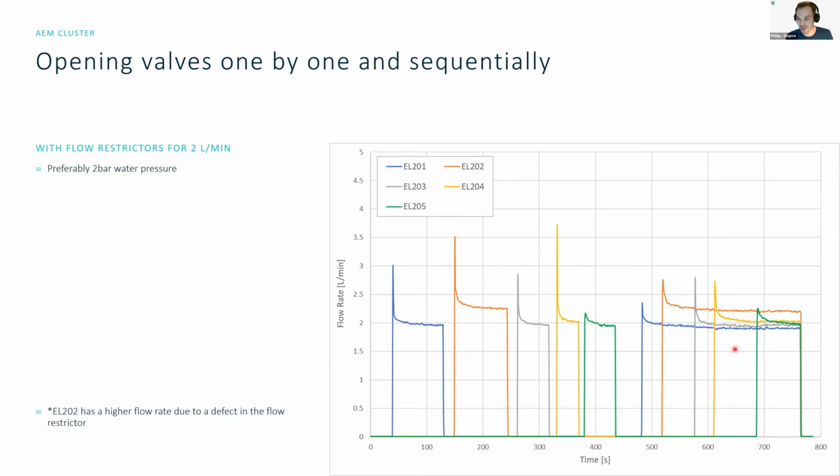But what we can see here at the end is, again, that it doesn't matter how many valves are opening at the same time, how many electrolyzers want to be cooled at the same time, the flow rate is very, very stable at 2 liters per minute. So that's perfect. We really see the effect of the flow restrictors. So we definitely recommend to use them.